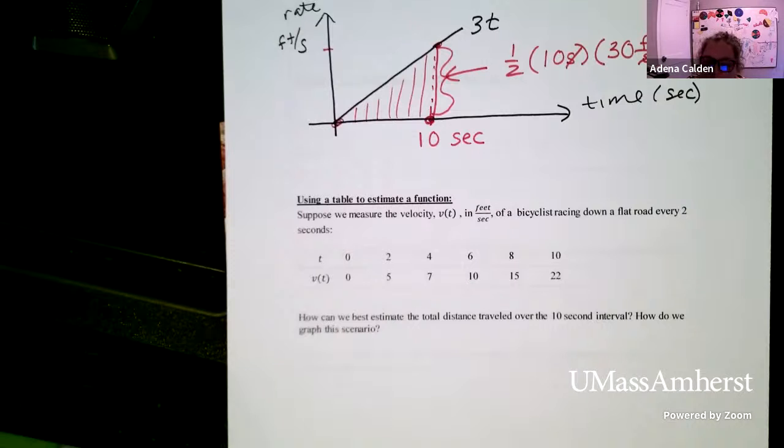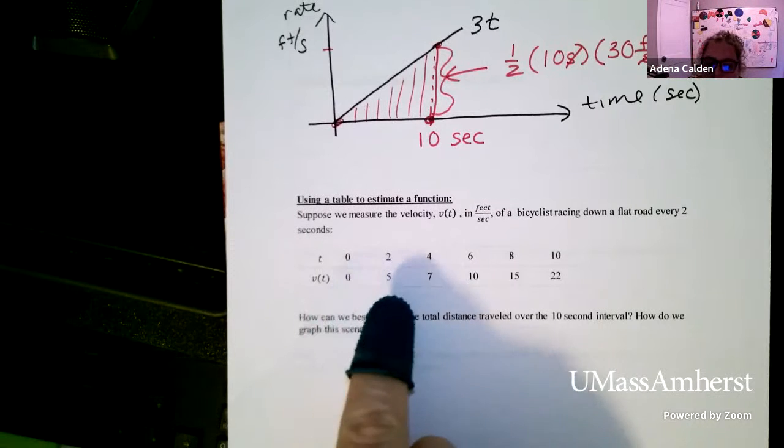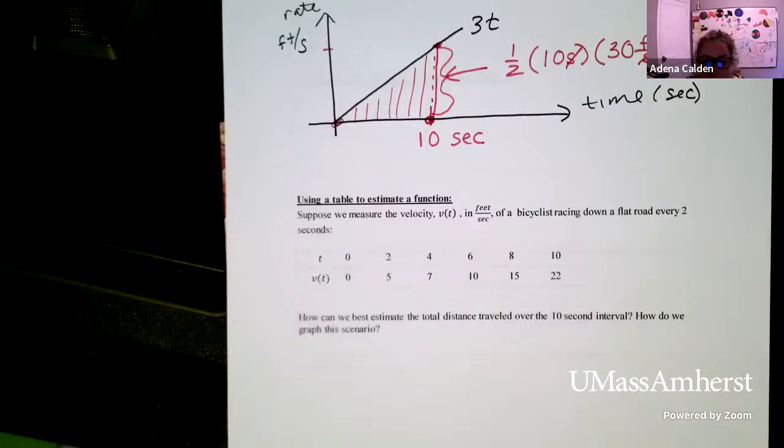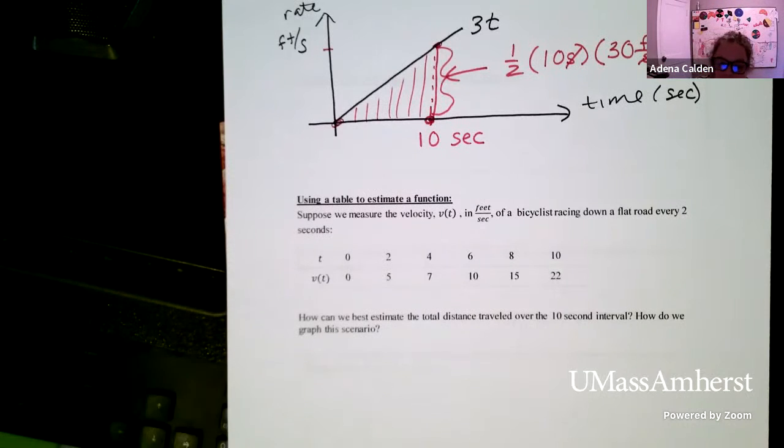So maybe we have something on their bike that's recording it, but we are able to get their rate of change every 2 seconds, right? How can we estimate the total distance traveled over this 10-second interval? And how do we graph this?